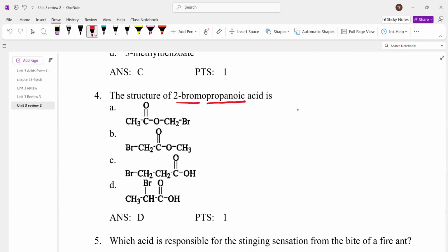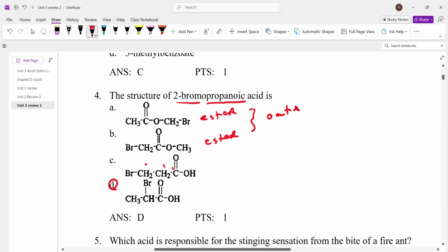Okay, so this is an ester. So that one counts, that's an ester. This is an ester. Remember, the esters have to have the OH at the end. Okay, and this is an OIC, so it's definitely an acid. So C and D are both acids. Okay, so we have positions 1, 2, 3. This is 2 bromo, so 1, 2. So it's D.